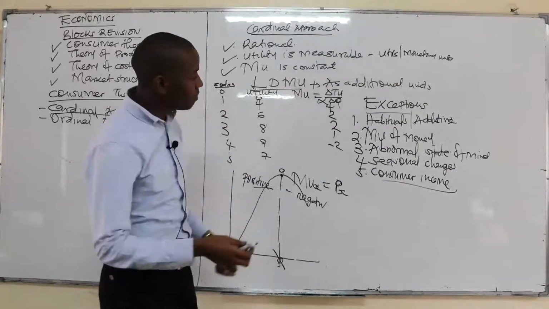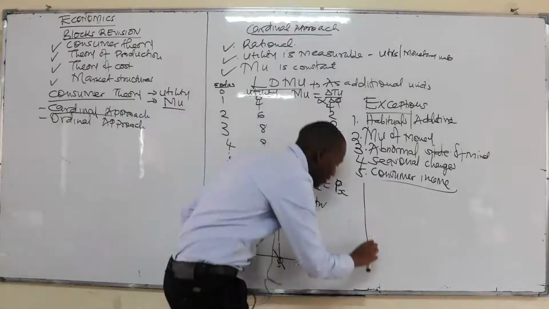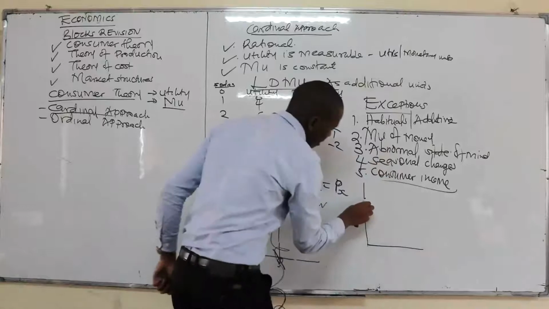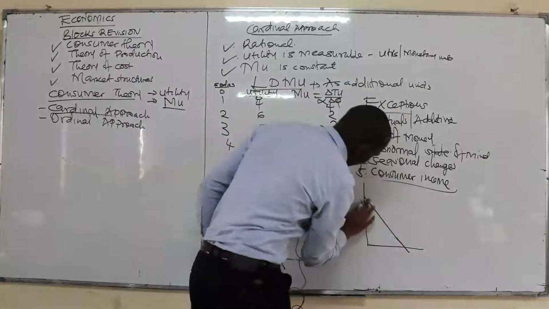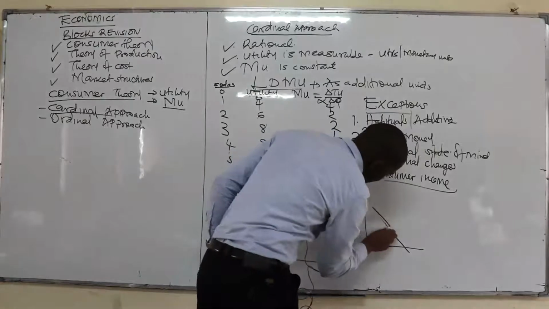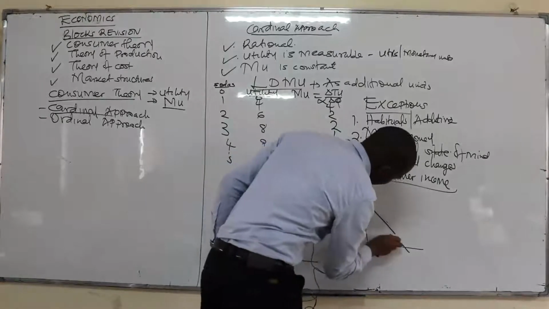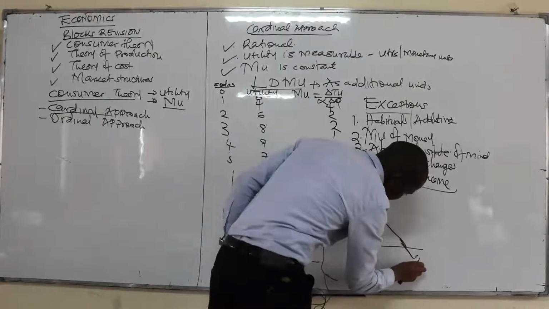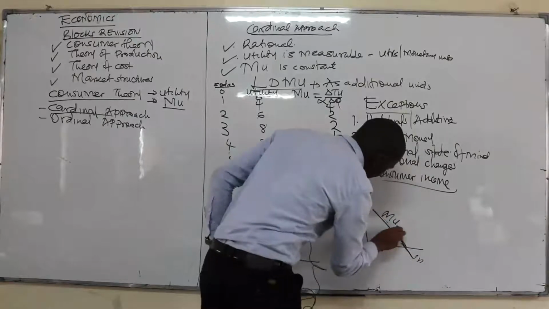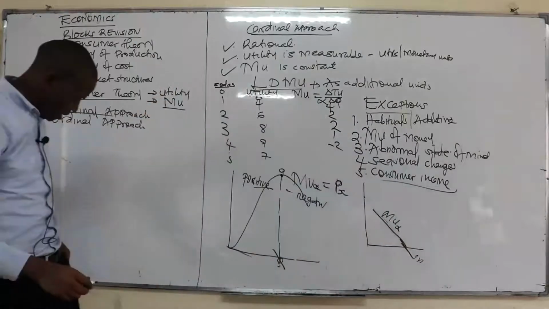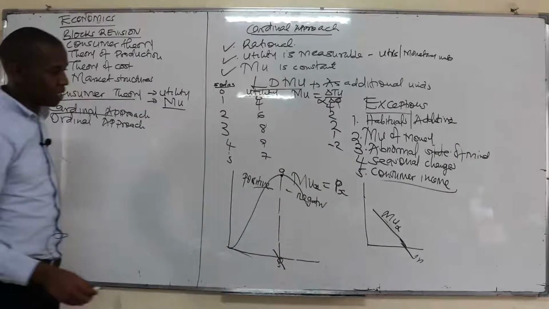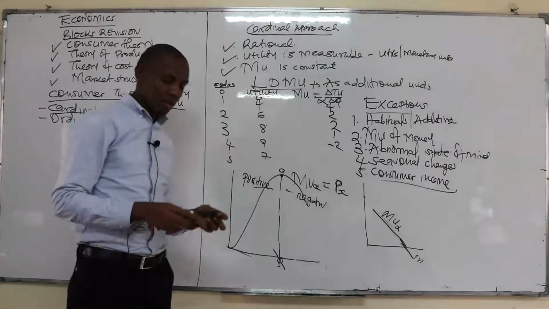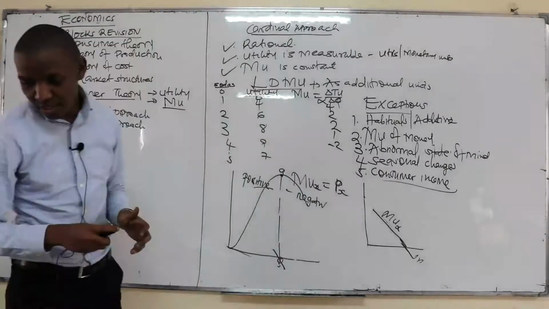And that is what we mean in this case, meaning that the marginal utility here sasa nayo itakaa hivi. This is the marginal utility. Nayo tu ni kuteremka. This is marginal utility. Marginal utility curve. That is a marginal utility curve. And that is what we mean in this regard.